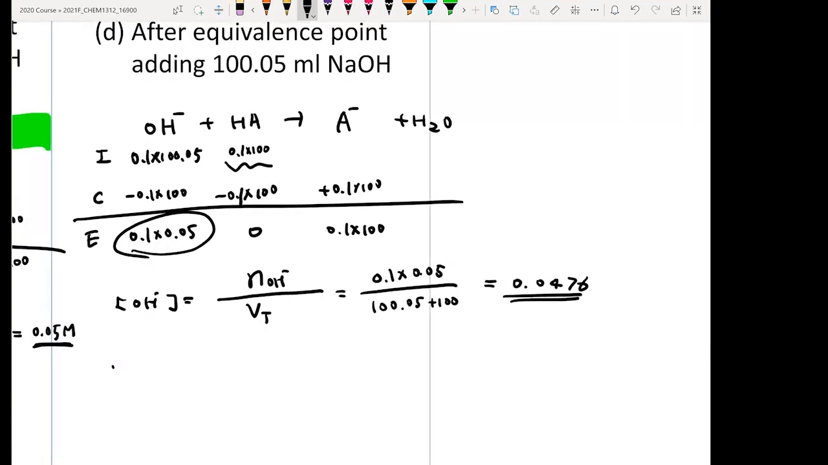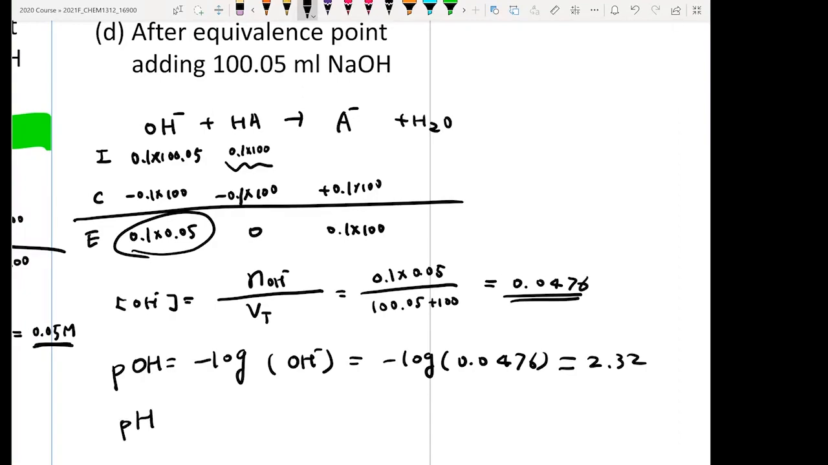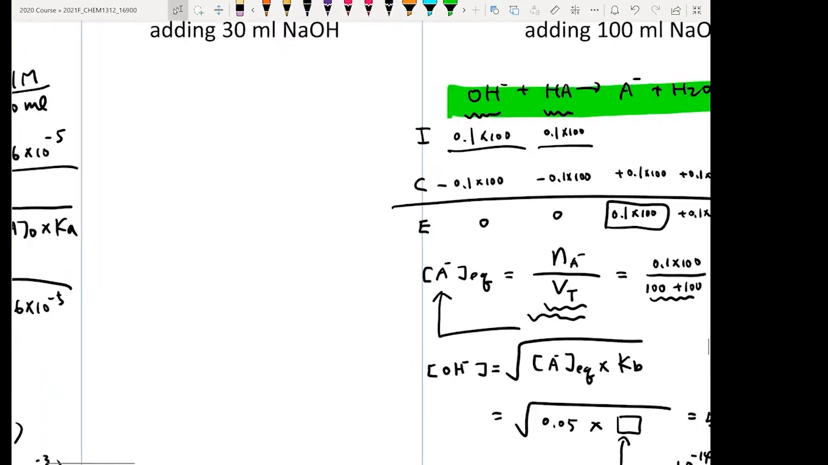From there, you can get your pOH, which equals the negative log of OH minus, equals the negative log of 0.0476. You're going to get a value of 2.32. Therefore, the pH simply equals 14 minus 2.32. That gives you 11.68. So that's how you calculate pH at zone 4.